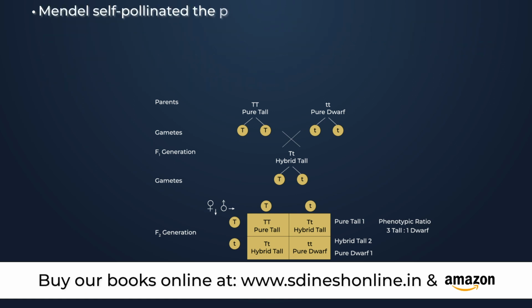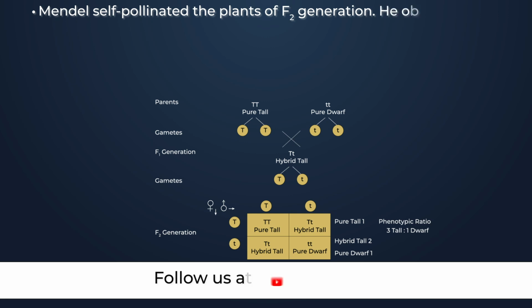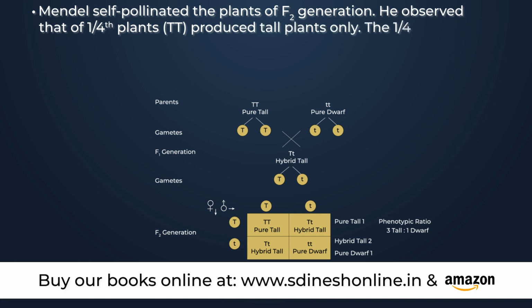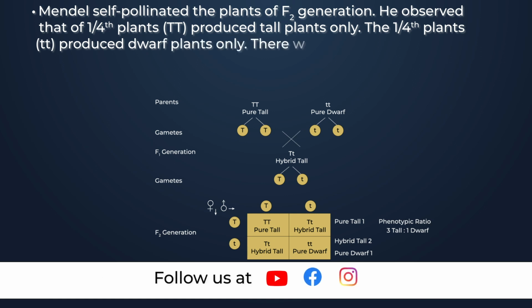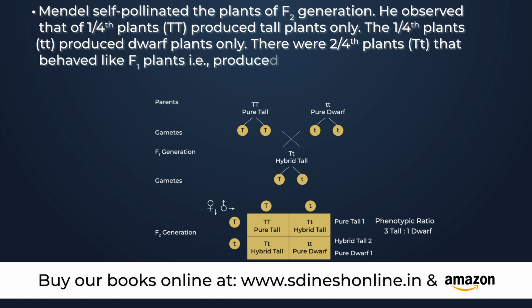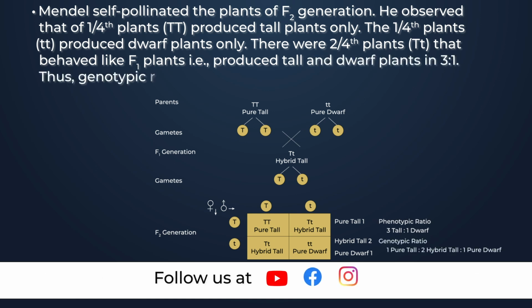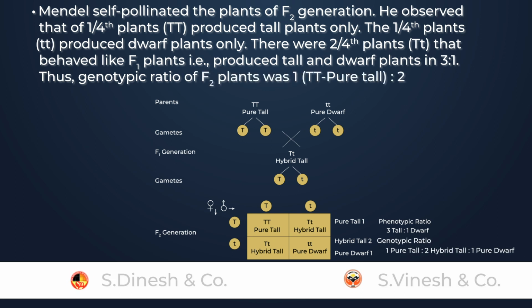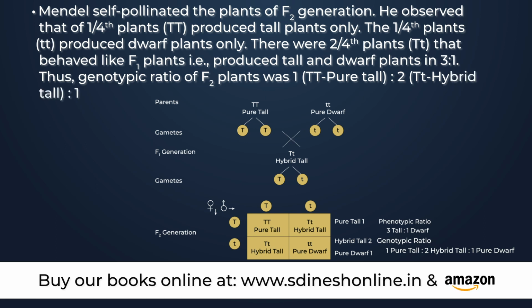Mendel self-pollinated the plants of F2 generation. He observed that 1/4 plants, that is capital T capital T, produced tall plants only. The 1/4 plants, that is small t small t, produced dwarf plants only. There were 2/4 plants, that is capital T, small t, that behaved like F1 plants, that is produced tall and dwarf plants in 3:1. Thus, the genotypic ratio of F2 plants was 1, that is pure tall, is to 2, that is hybrid tall, is to 1, that is dwarf.